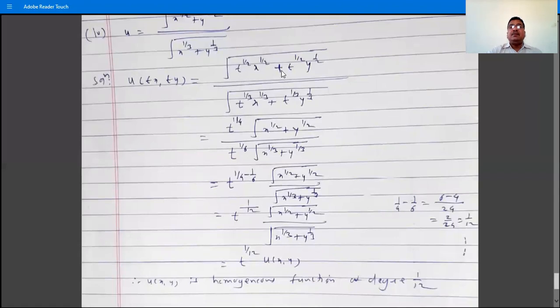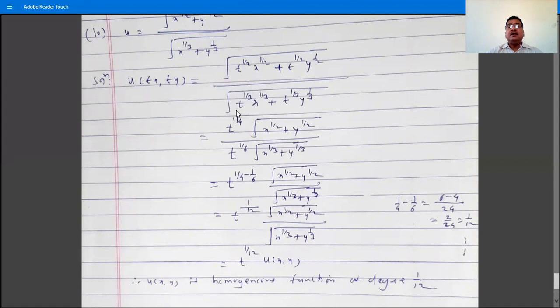Then take t raised to half common from this root. So it becomes t raised to half, or root of t, root of t raised to half. That is t raised to half means t raised to 1 by 4. If we take t common from root, we have t raised to half. If we take t square common from root, then it becomes t raised to 1. Like that, if you take t raised to half common from root, then it becomes root of t raised to half. And root of t raised to half is t raised to 1 by 4 in bracket x raised to half plus y raised to half.